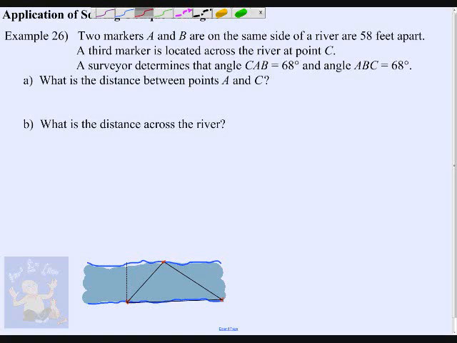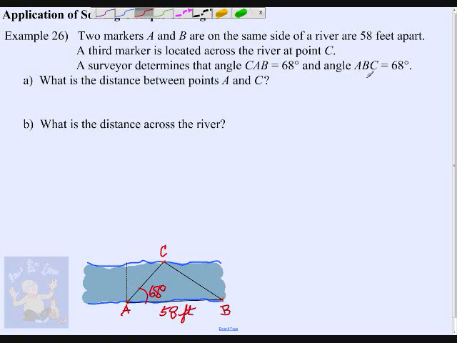We've got 2 markers, A and B, on the same side of the river. So let me mark this. We'll say this is A and this is B, and they're 58 feet apart. So let's put that in, 58 feet. A third marker is located across the river at point C. A surveyor determines that the angle CAB, that's this angle right here, is 68 degrees.